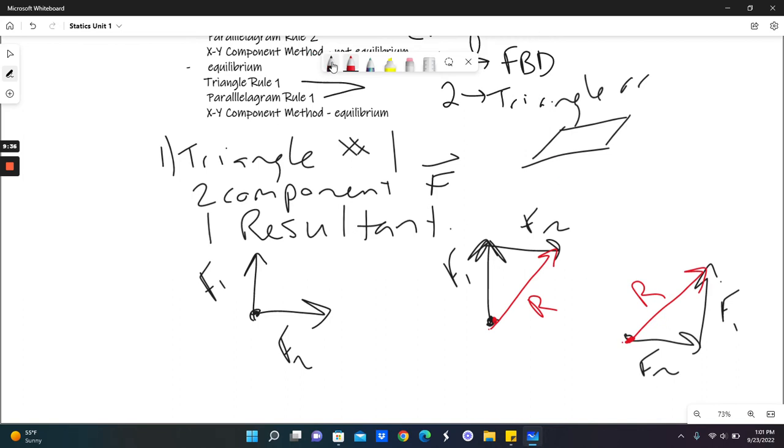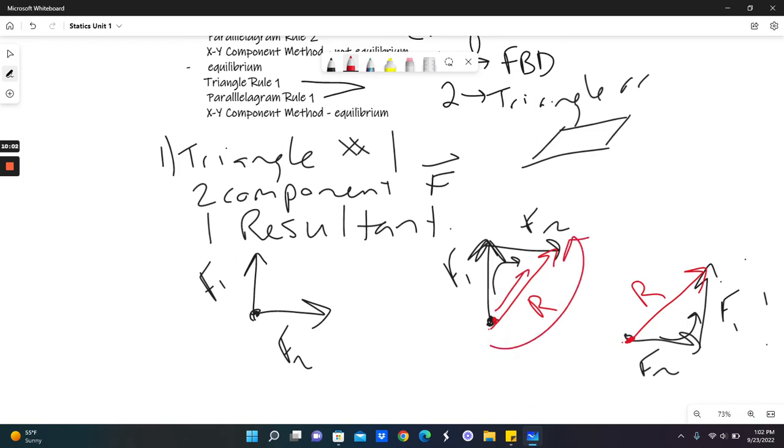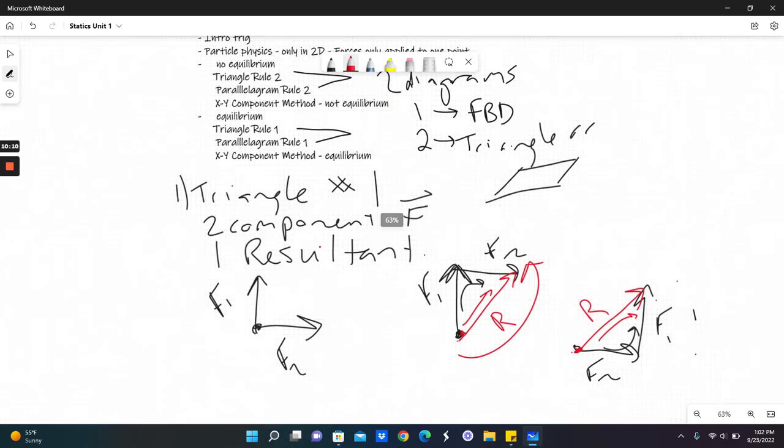So our component forces are going to go in one direction, either counterclockwise or clockwise. In F1 to F2, we have a clockwise direction, and F2 to F1, we have a counterclockwise direction. Our resultant force is going to oppose that. So in this case, we have a counterclockwise direction, and in this case, we have a clockwise direction.